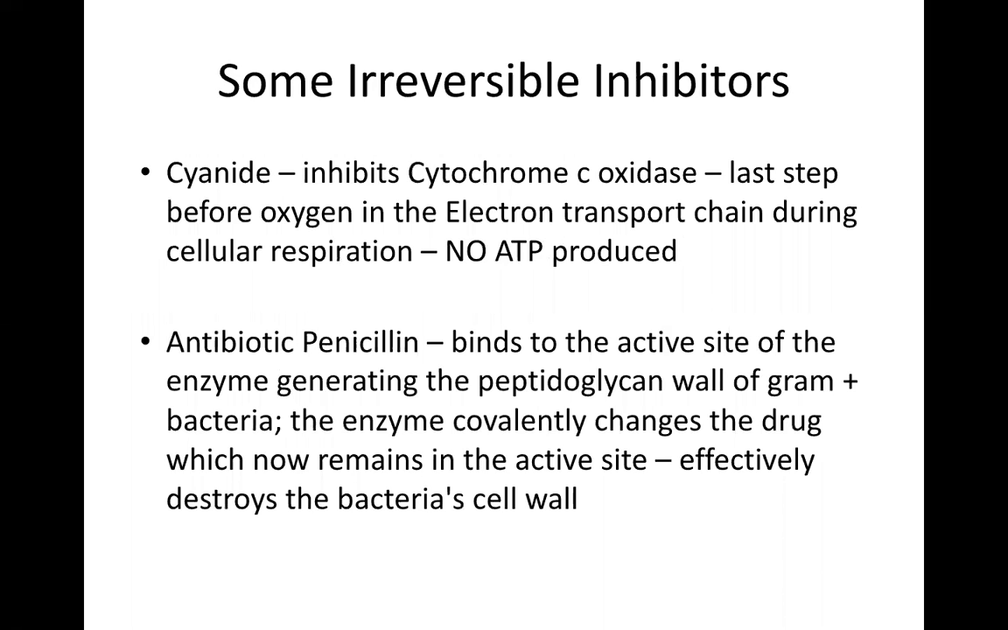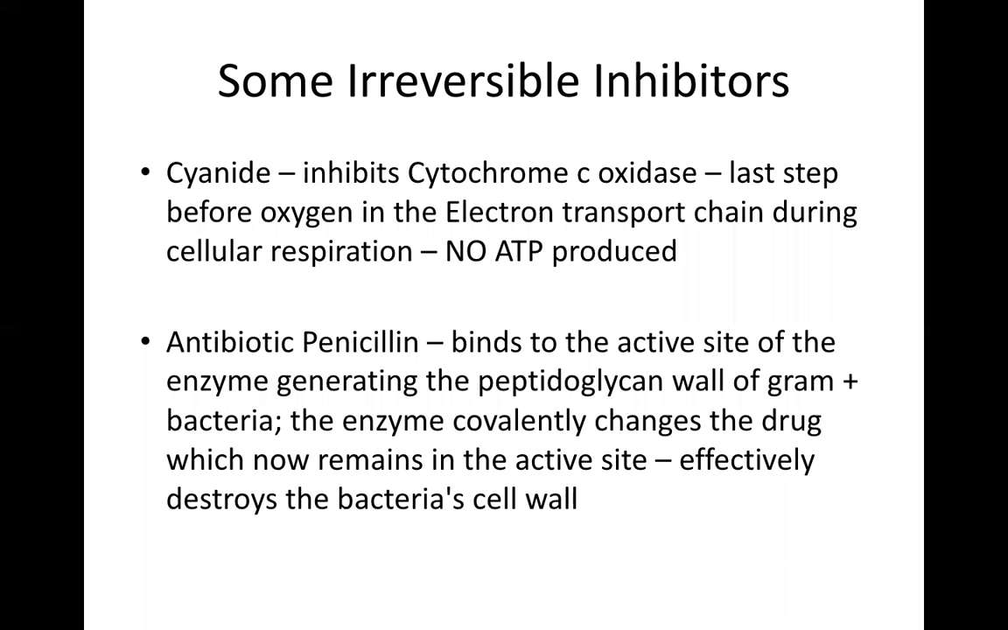But let's go back to poisons, because I love talking about poisons. Here are some examples of irreversible inhibitors. Cyanide is a potent poison that can kill you very quickly. It inhibits an enzyme called cytochrome C oxidase, which is the last step before oxygen in the electron transport chain during cellular respiration. If you block the last enzyme, no ATP is produced, and very quickly a person will die.